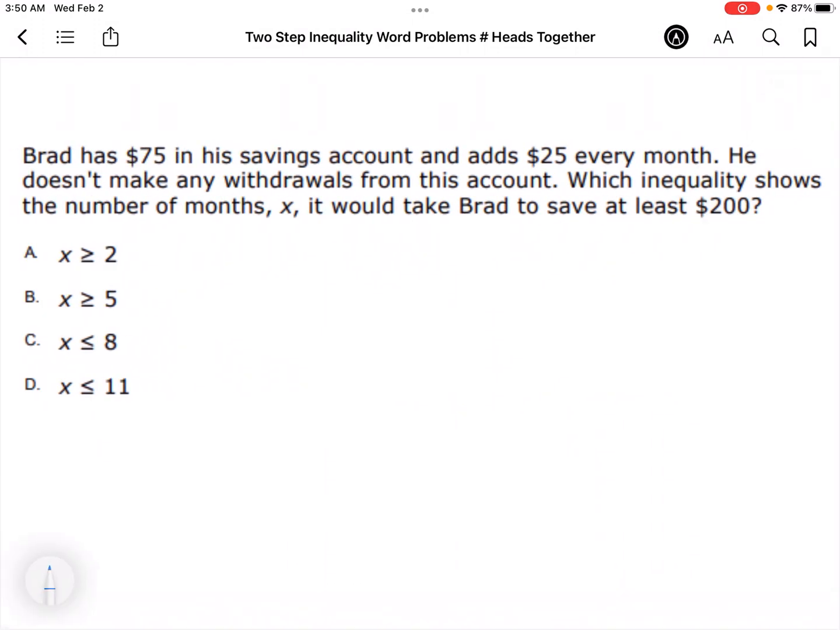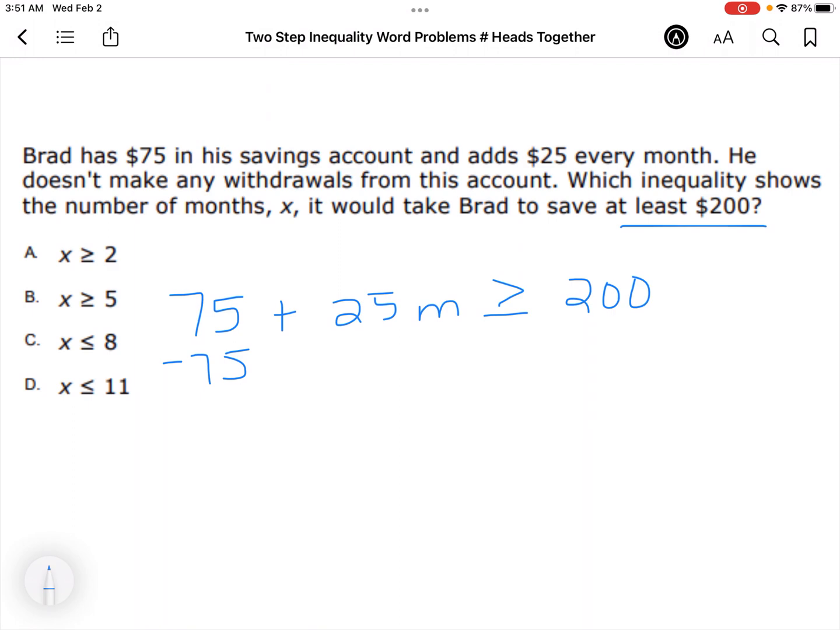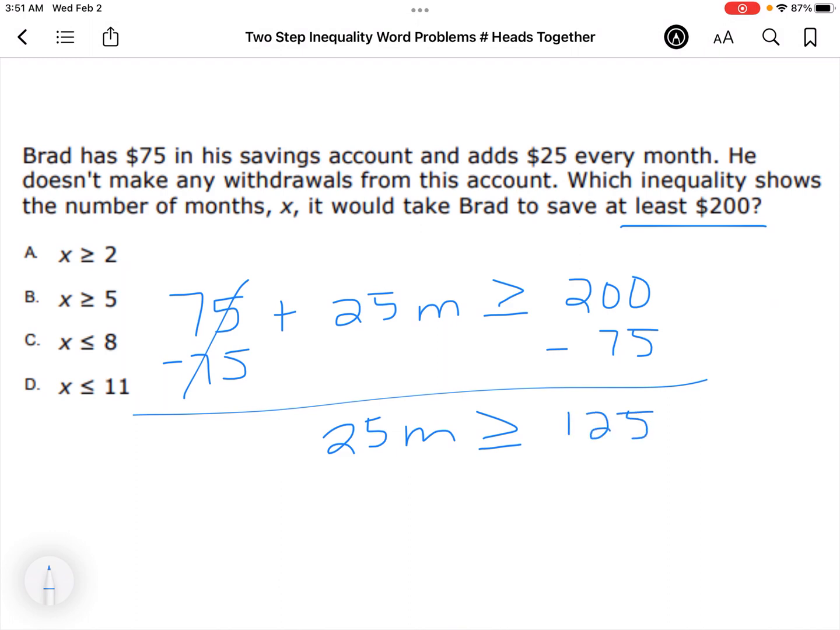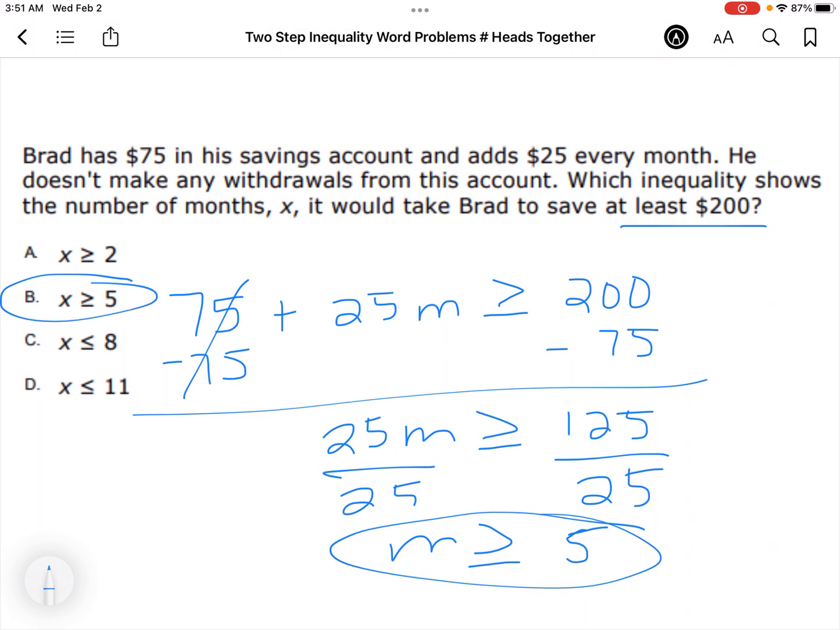Brad has $75 in his savings account. Then he adds $25 every month. If he doesn't make any withdrawals, meaning he doesn't take any out, how long will it take him to save at least $200? So greater than or equal to 200. m is greater than or equal to 5.